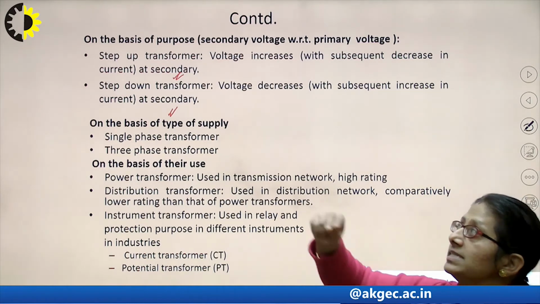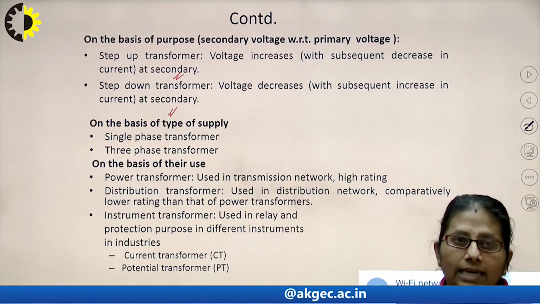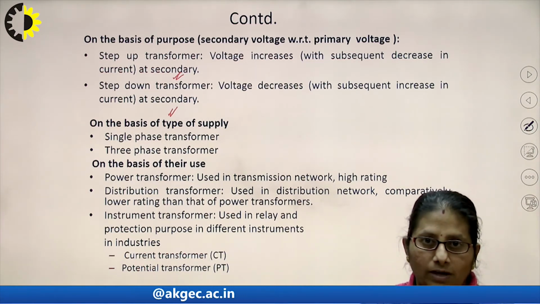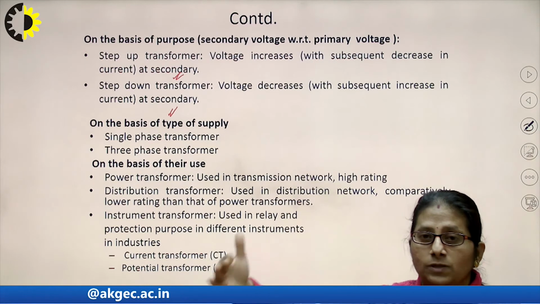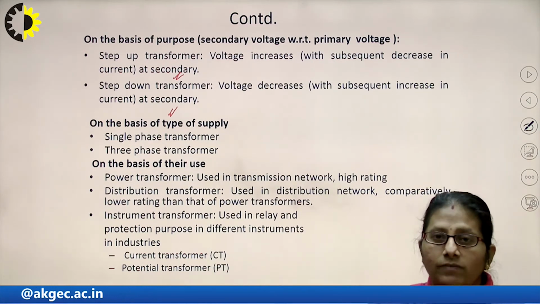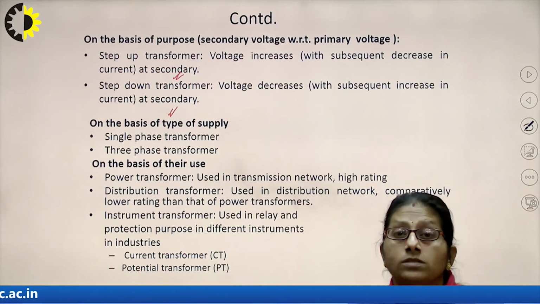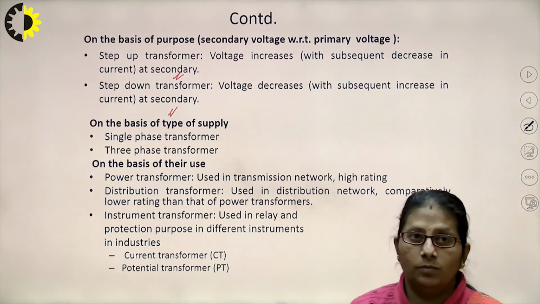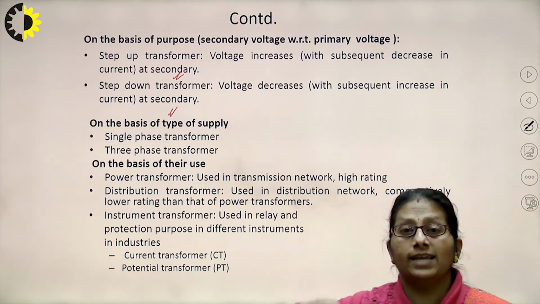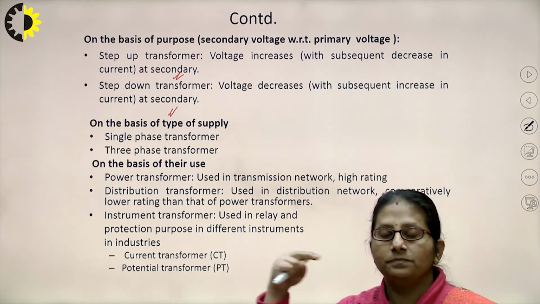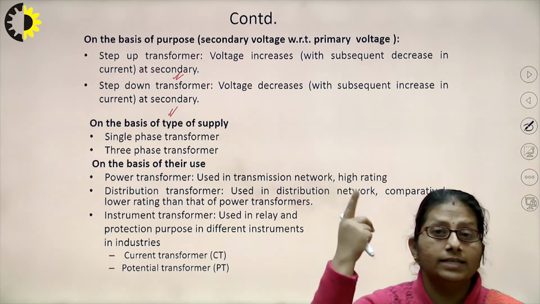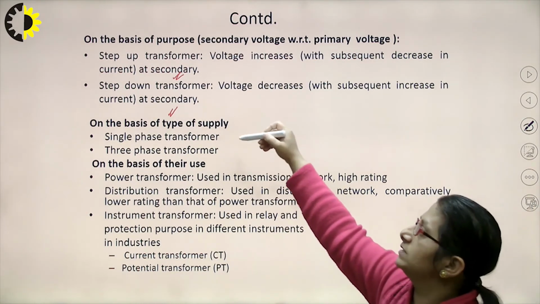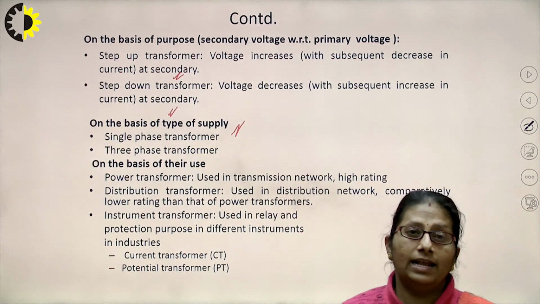Now, if I am saying it is a step up transformer, obviously the voltage at the secondary is increased. With that, I will have a subsequent decrease in the current, because the power on both the sides remains almost the same. Similarly, what is a step down transformer? In this, the voltage decreases at the load side or the secondary side with a subsequent increase in the current.